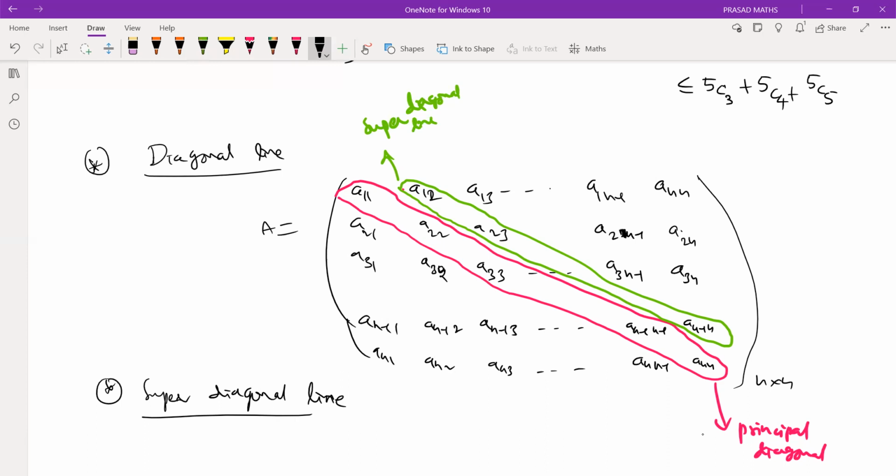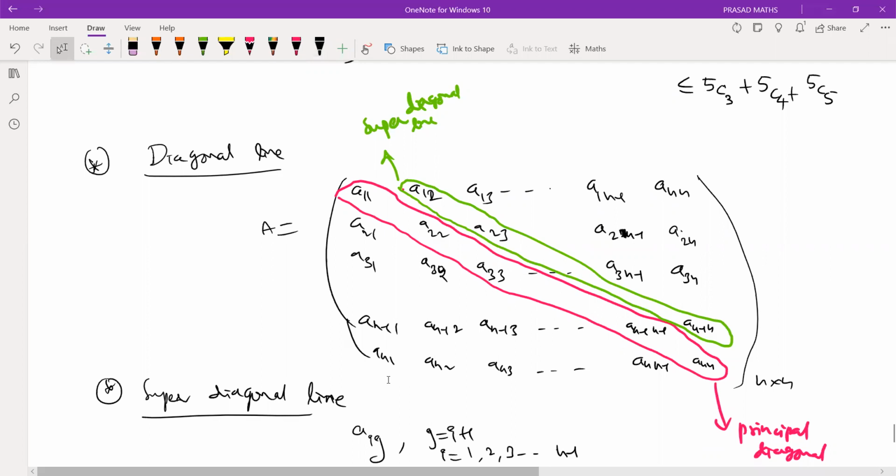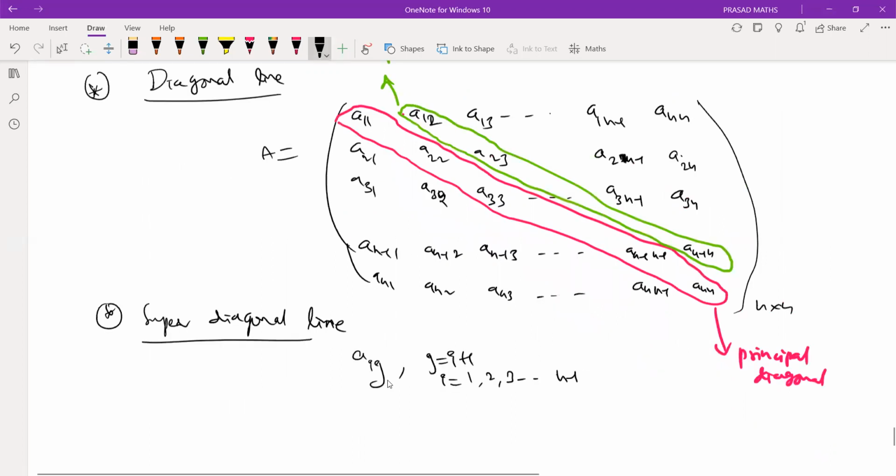See, this is A12, A23, like this. That means any entry should be of the form Aij, where the second index is just one bigger than your row index. That means j equals i plus 1, where i is running from first row, second row, third row, fourth row, up to n minus 1 row. Is it right? So these are nothing but super diagonal elements. Is it clear? Yes.